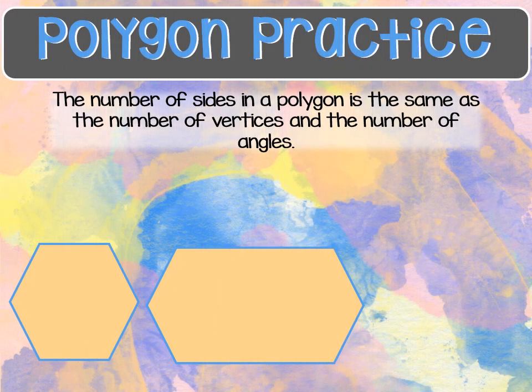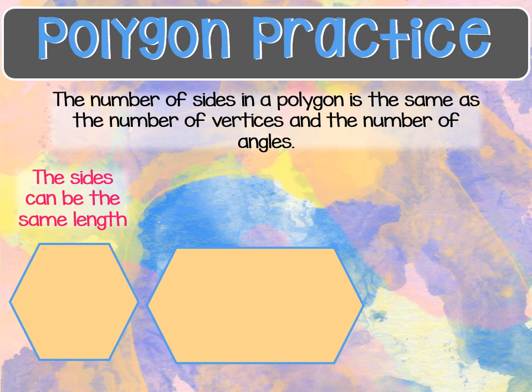Today we're going to do some polygon practice. Polygon is another word for shape. The number of sides in a polygon is the same as the number of vertices and the number of angles that it has. So take a look at these two polygons.